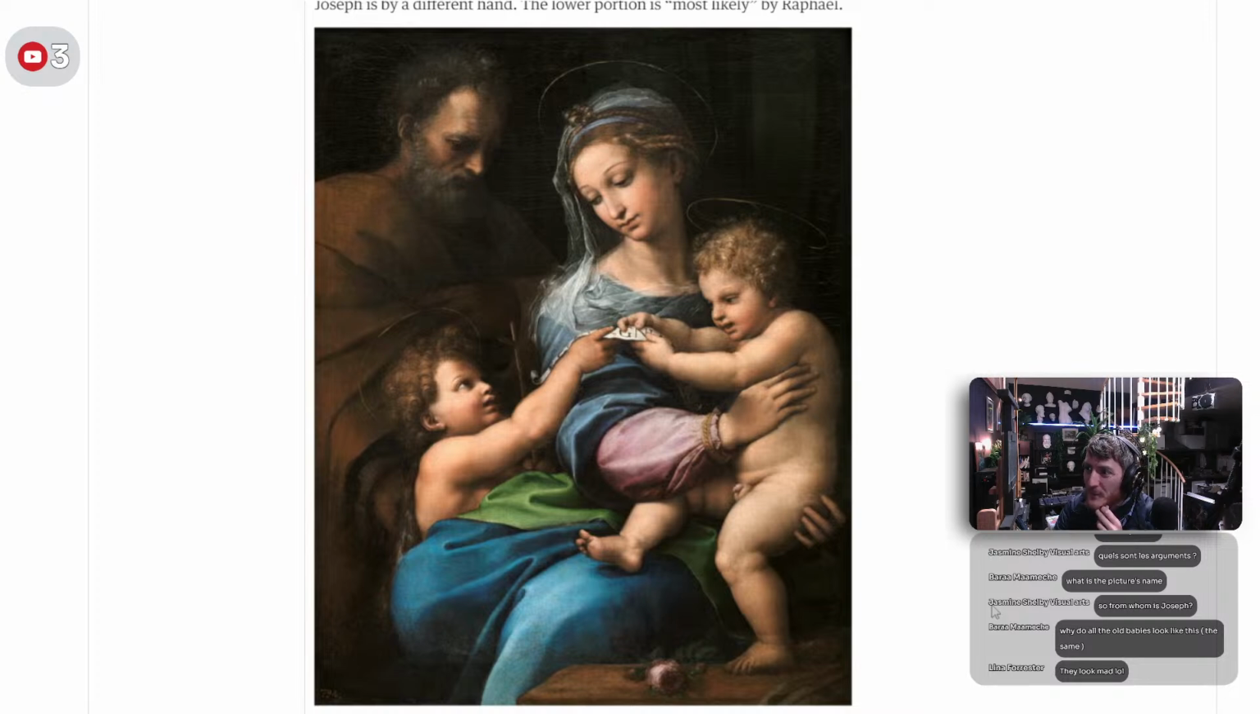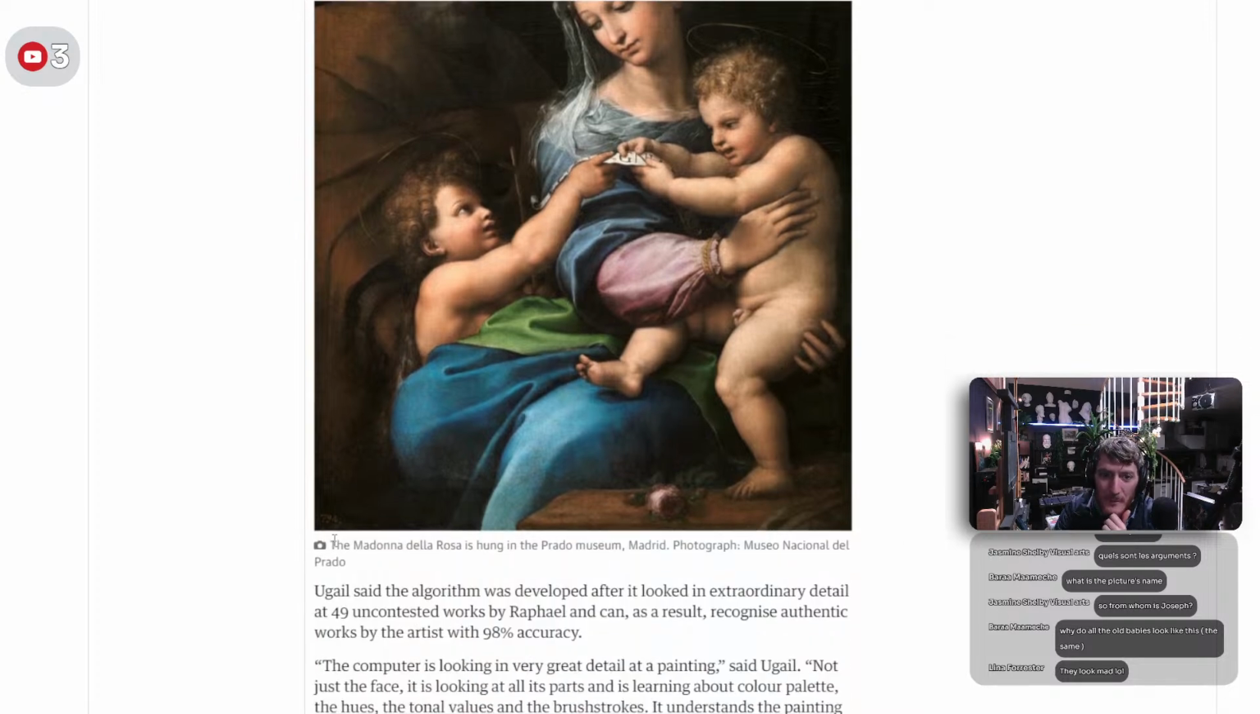And so, what is the picture's name? It's the Madonna della Rosa in the Prado. All right, cool. So this was our art news section. So now let's switch to our next section.